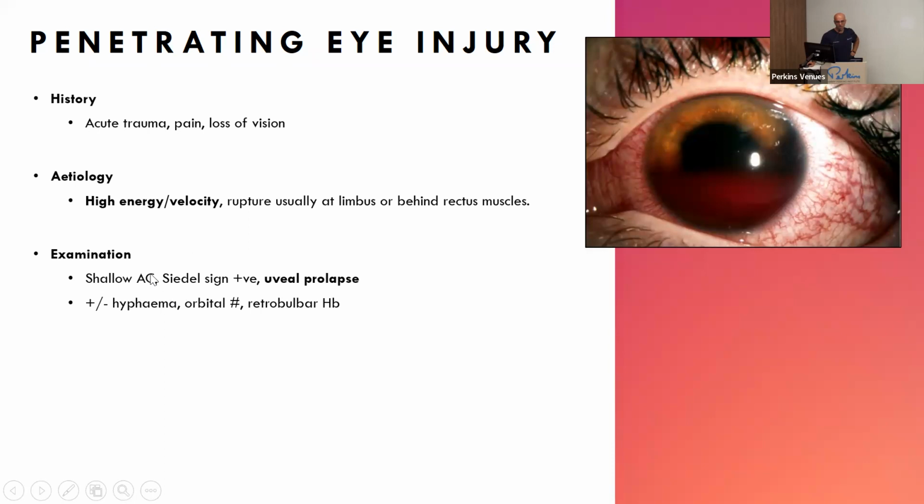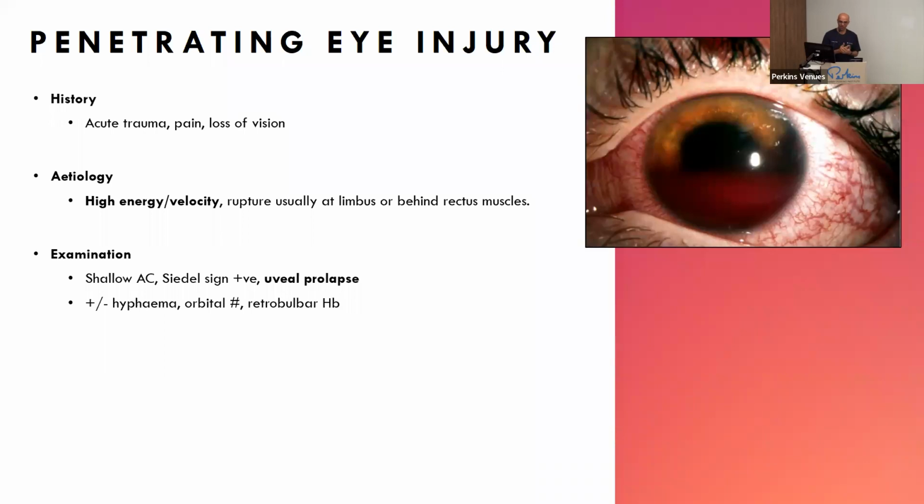I'll mention Seidel's sign here. Seidel's sign is when you put fluorescein on the eye, turn on your cobalt blue light and look at them on the slit lamp, and you'll actually see fluid leaking out of the site of rupture or penetration. It looks like a tiny little waterfall actively leaking out of the eye. So then you can say Seidel positive or Seidel negative. If you've got uvea or iris tissue plugging a wound, it might be Seidel negative. There might not be fluid leaking out of it, but do look for it.